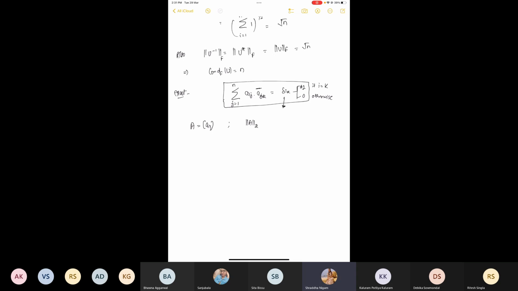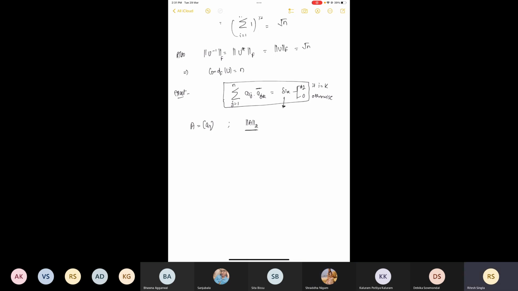Sir, but in question 3 we have to show the condition number equals 1. It is condition number 2 that you have to show equal to 1. Yes sir, but above you have written n. Condition number 2 means the L2 norm here. It is not the Frobenius norm. The earlier part was asking for the condition number of U with respect to the Frobenius norm. Okay, is this okay? Yes sir.